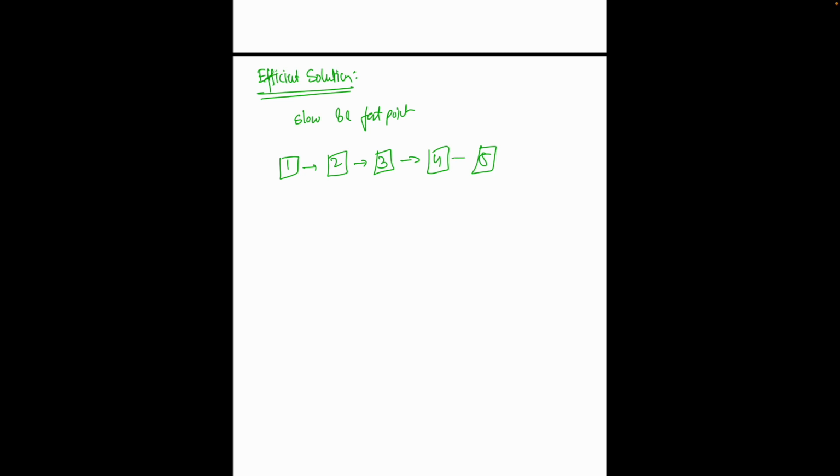1, 2, 3, 4. This is the list, and this points to null. Now we'll come here. Every time, we both will start from here, slow and fast. And every time we increment slow by 1, and we increment fast by 2. Let me use different colors for both.